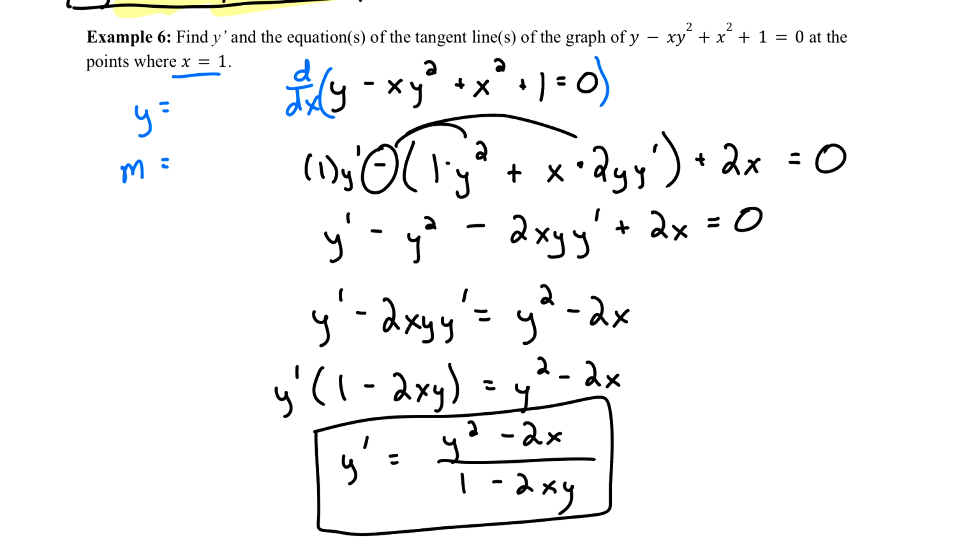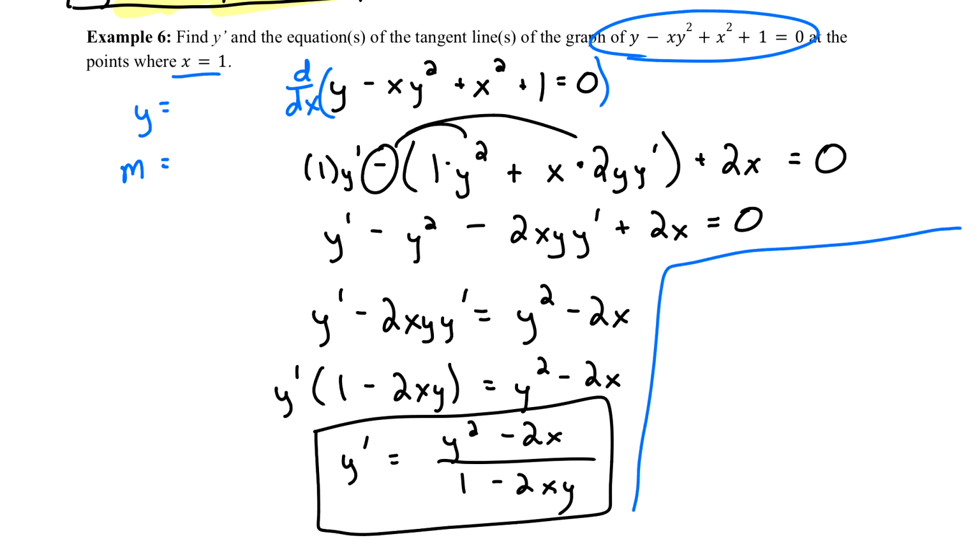And for that, I'm looking at my original equation. So let's do this in blue kind of to the right over here. I've got y minus, so I'm going to take the x value, which was x equals 1, and plug that in. So y minus 1 times y squared plus 1 squared plus 1 is equal to 0.